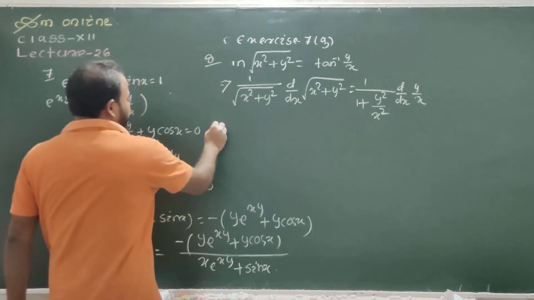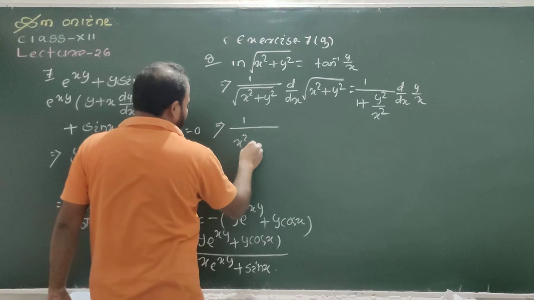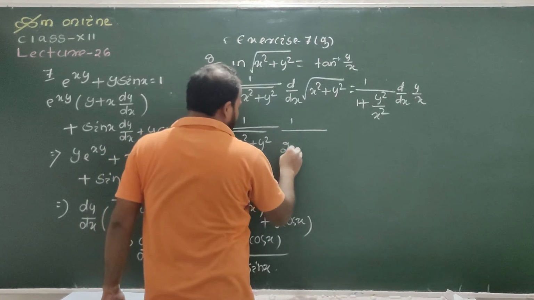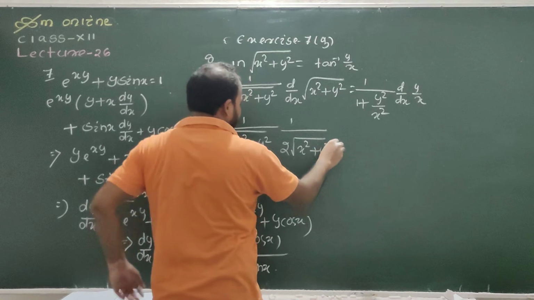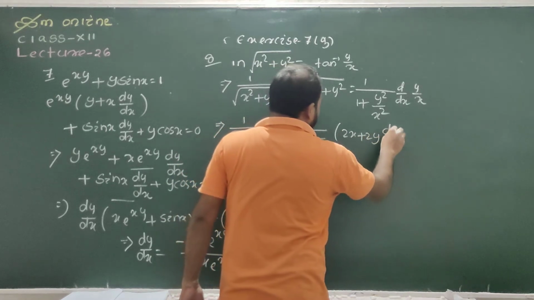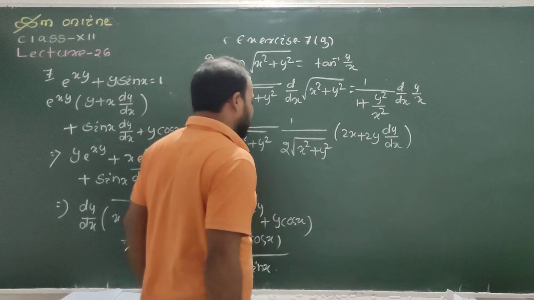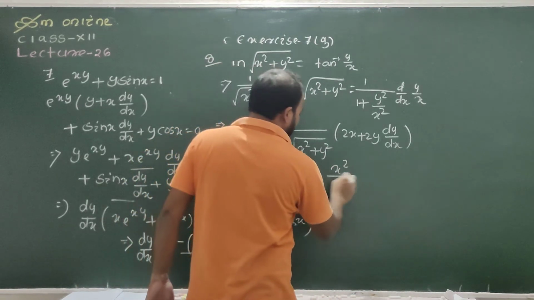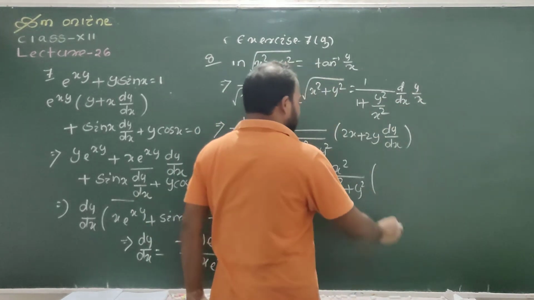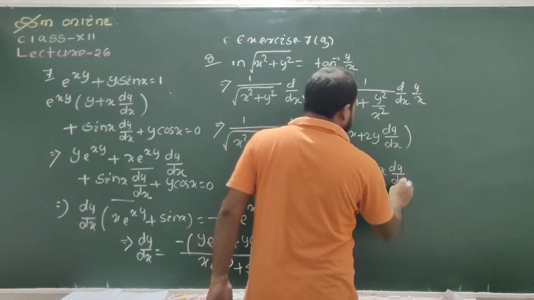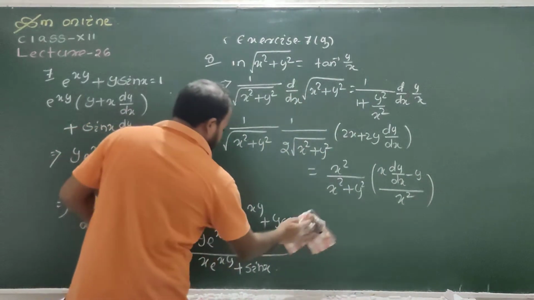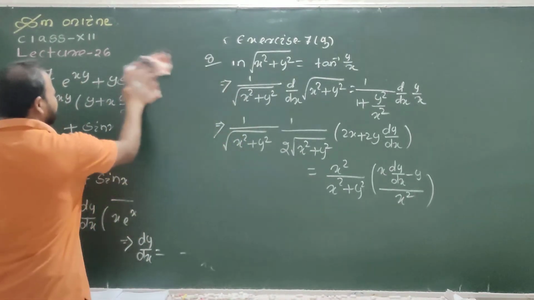Now it is equal to again 1 by the square root of x square plus y square, and the derivative of the square root of x square plus y square is 1 by 2 into root of x square plus y square, and again the derivative of x square plus y square is 2x plus 2y dy/dx. On the right-hand side it is x square upon x square plus y square into the derivative of y by x, which is x dy/dx minus y upon x square, and in the next step we simplify here.